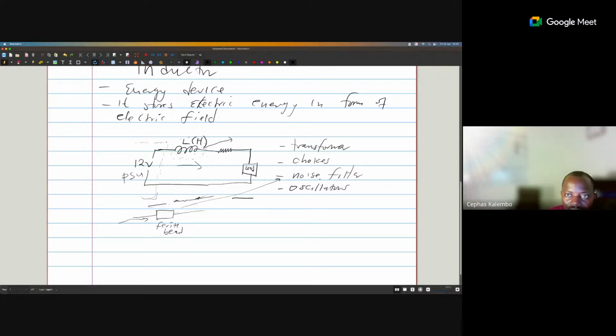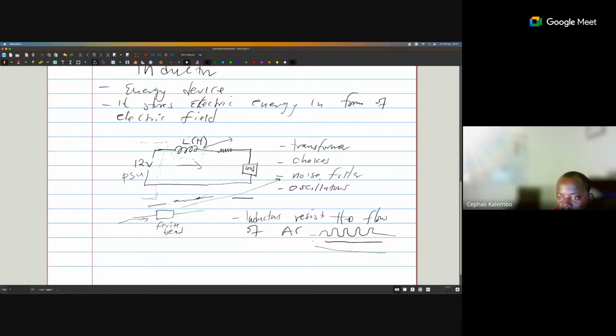We said that an inductor resists the flow of AC. How does AC look like? It looks like that. How does DC look like? DC looks like that, straight. So DC looks straight like that. That will be your DC.